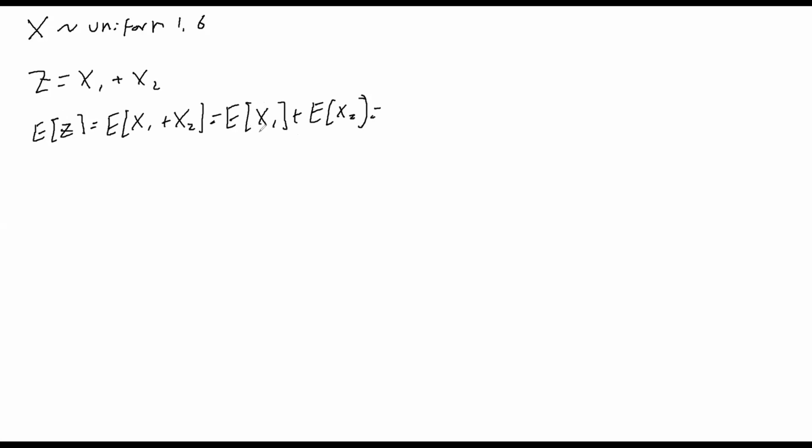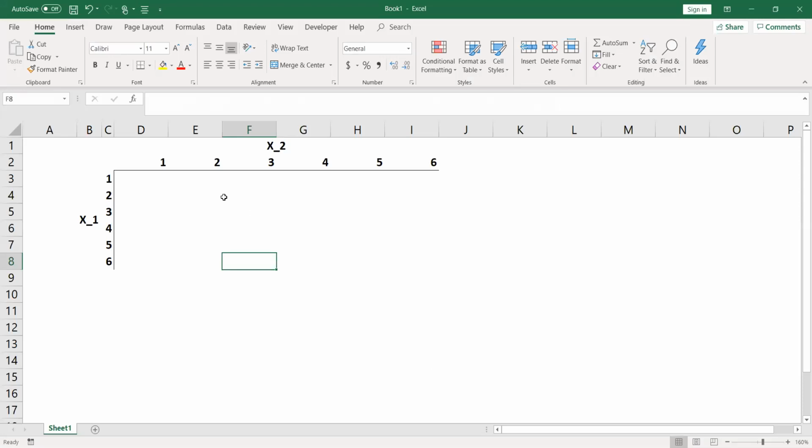And the expected value of one six-sided dice would be 3.5. And this would be 3.5. So the expected value would be 7. And this is consistent with the distribution of a six-sided dice. So I'll pull up an Excel file to show you how we can look at that.